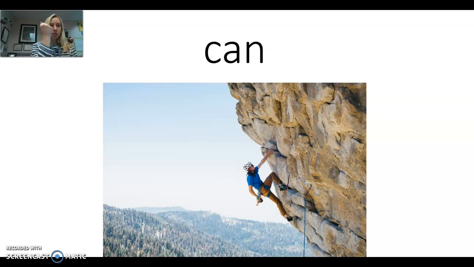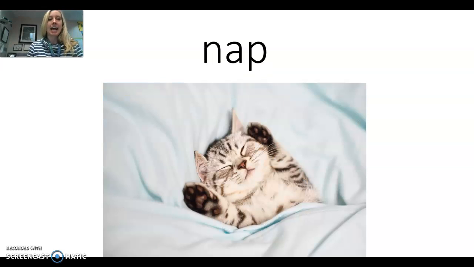So let's make the sounds with our mouths and count the sounds. K, a, n. Okay. So let's do that one more time. K, a, n. Okay, so 3 sounds. You'll notice the C, it's a C, not a K. K, a, n. One more time. K, a, n. Can. Okay?